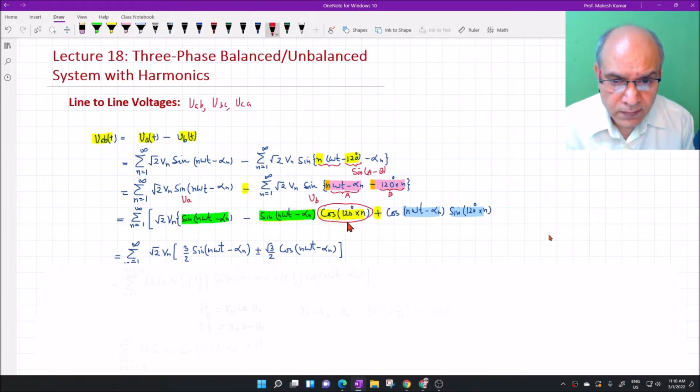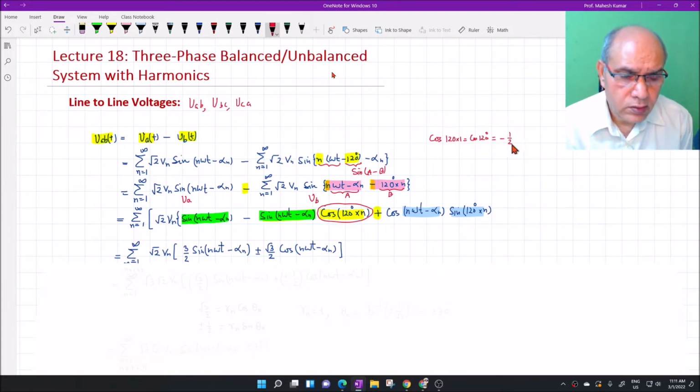Now what is cos 120n? Now n varies from 1 to infinity, as we have the fundamental, second harmonic, third harmonic onwards. So let us say n is equal to 1. Then this becomes cos 120, and what is that? It is minus half. Similarly, when n is 2, it is cos of 120 into 2, that is cos 240, which is the same as cos of minus 120, which is the same as cos 120, that is again minus half.